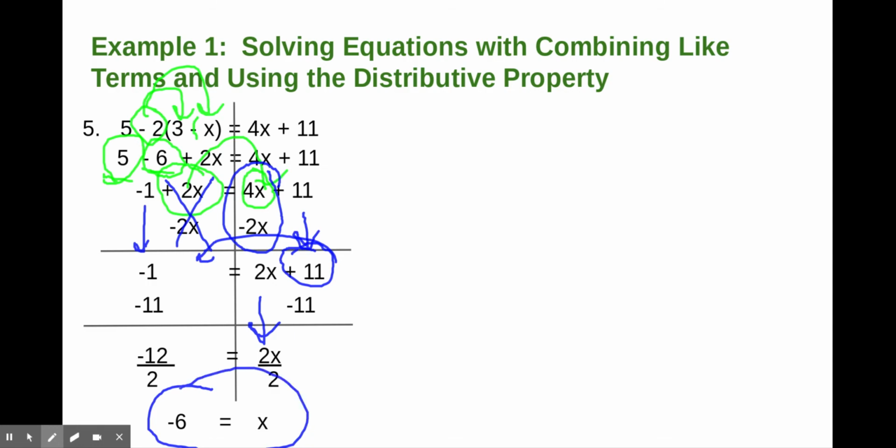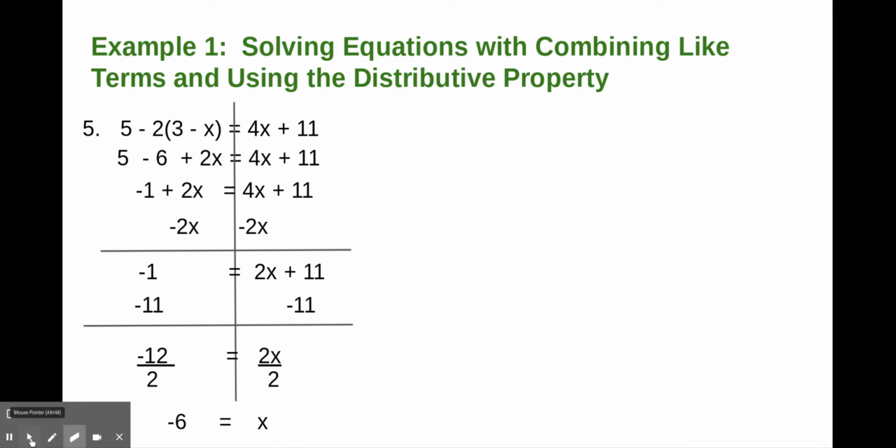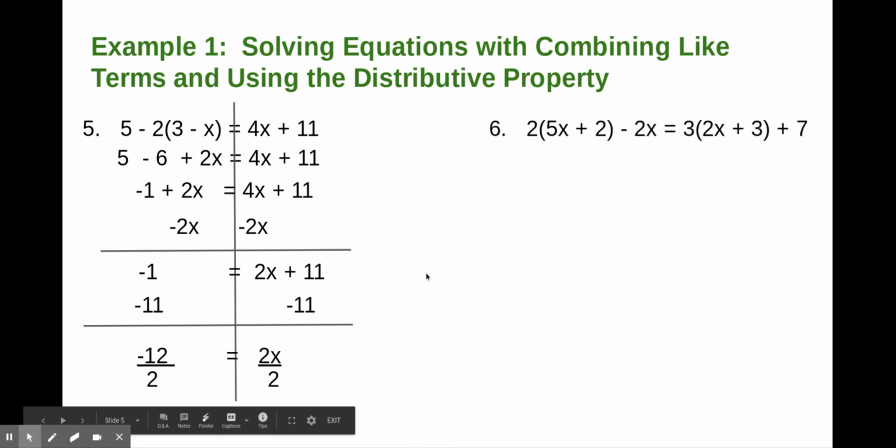Okay. Stop and rewind that if you need to go through that one more time. Let's take a look at another one. And as you can see, they're getting a little bit harder as we go through, or hopefully they're just staying kind of easy because you're understanding this. Okay. So let's look at this one.